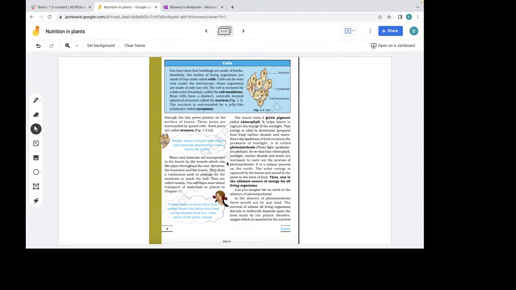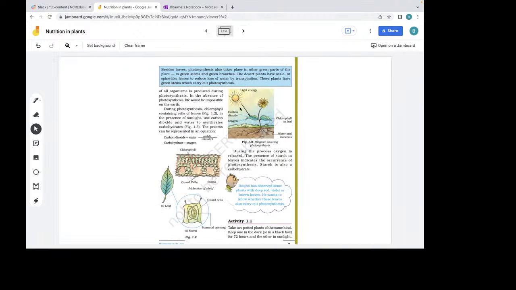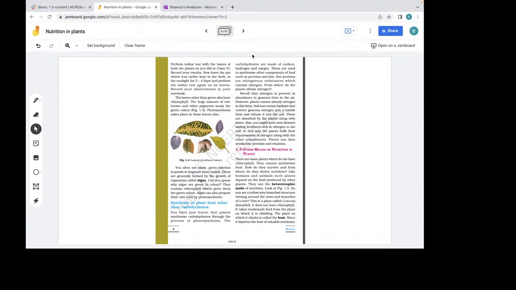We have learned about all these things, and what the food factories of plants are. We have learned the entire process of photosynthesis. I hope you all remember that. After that we learned about the leaf, the food factory of plants, and how plants take in carbon dioxide through stomata on the leaf, right?